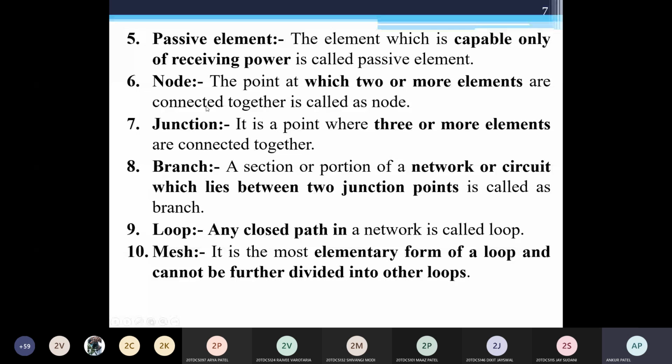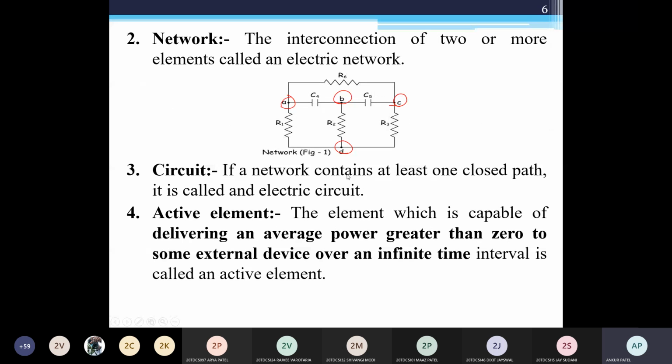Junction. Junction and node are similar, but in a junction we consider three or more elements connected together. So where more elements are connected, that is called a junction. Suppose we consider this point B, that is called a junction. This also we can consider a junction, where three elements are connected.